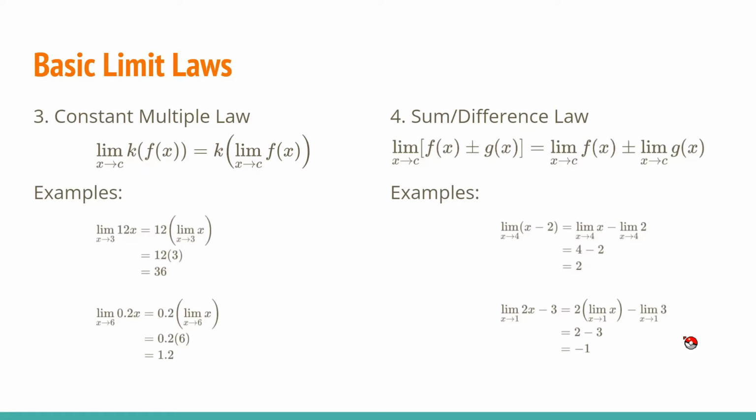Next, the limit of 2x minus 3 as x approaches 1. So here we can use the constant multiple law to move the 2, and then we find the limit of x as x approaches 1 minus the limit of 3. So we have to evaluate, and then eventually we'll get to our answer, which is negative 1.